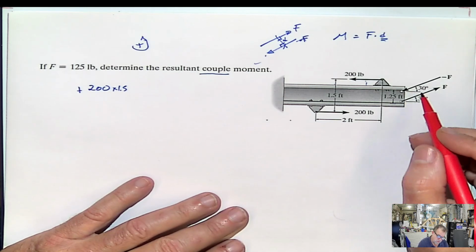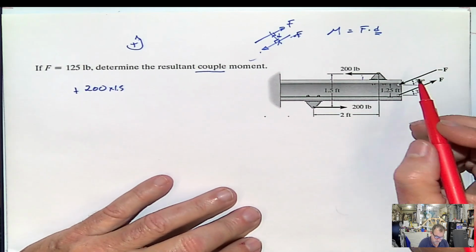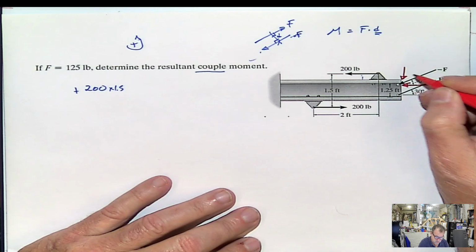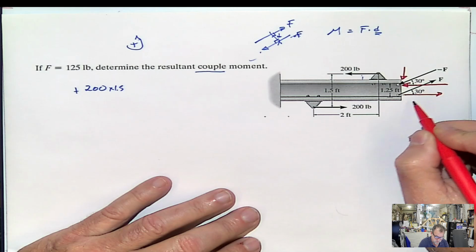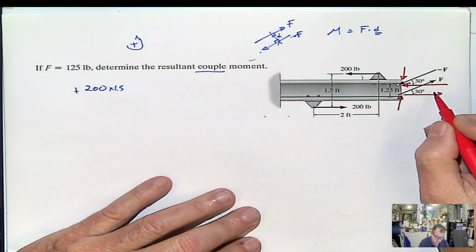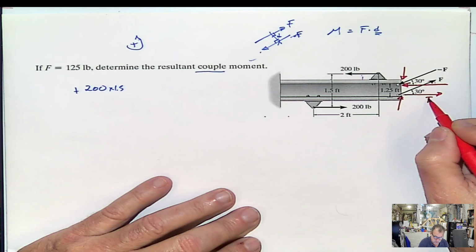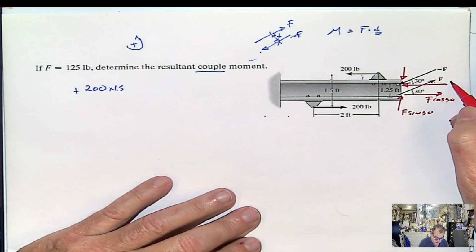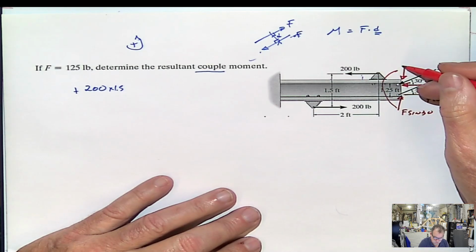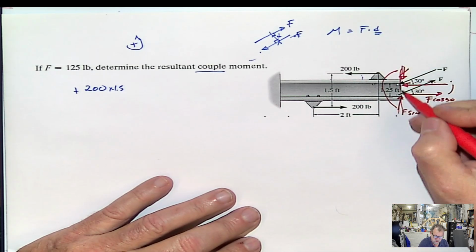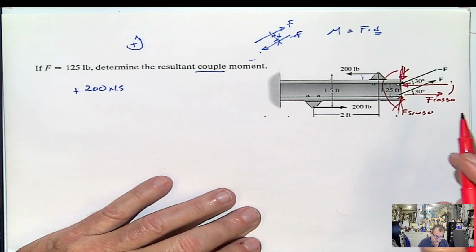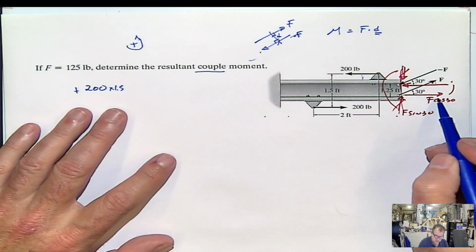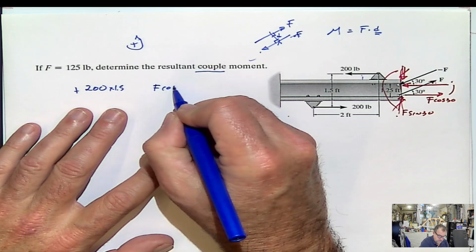In this part, there are several ways of doing it, but let's say the most obvious would be to decompose these forces into components. This will be F cosine 30, and this will be F sine 30. Same thing with the other force. But these two go equal and opposite in the same line, so they cancel each other out. Meaning the only force that is left here is force cosine 30.